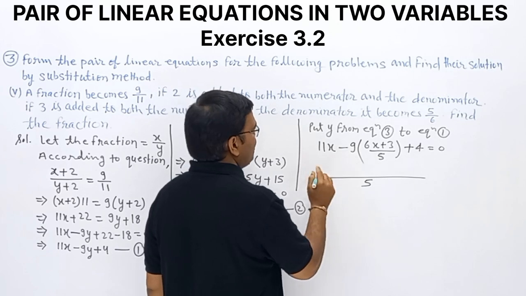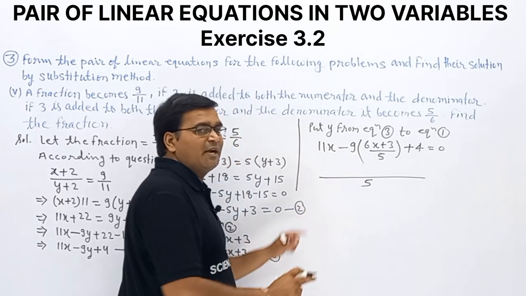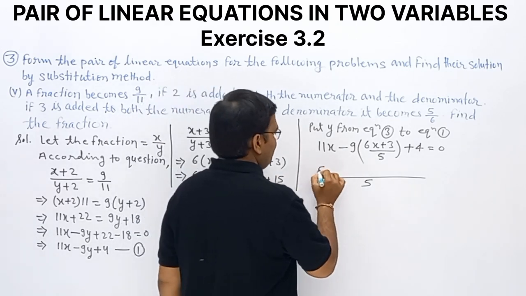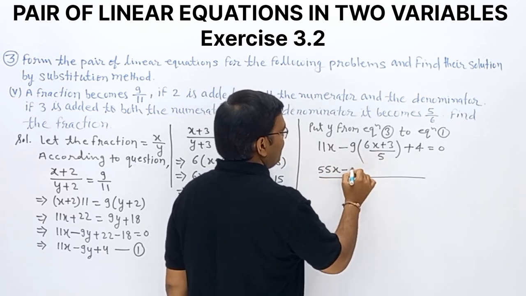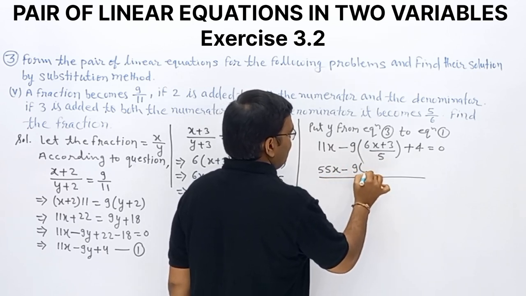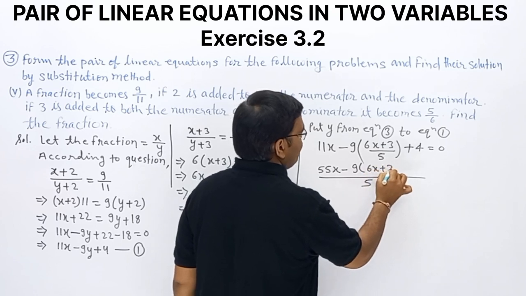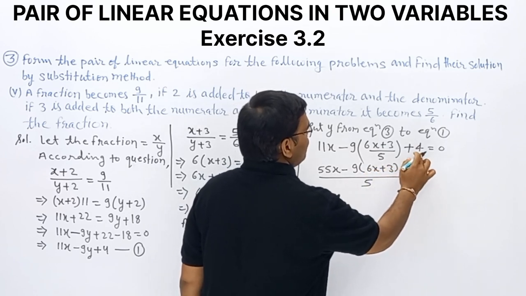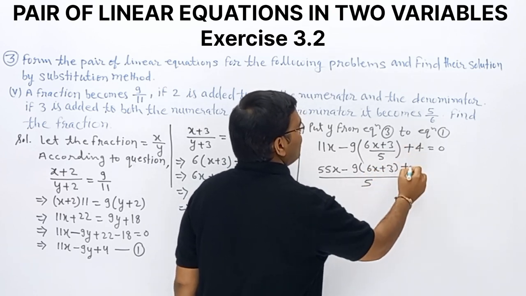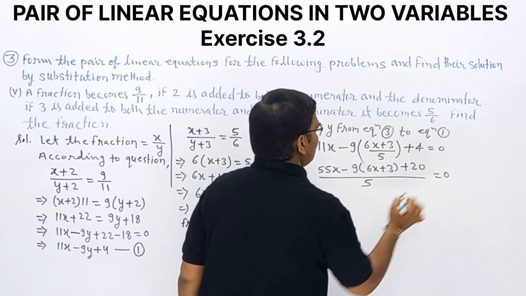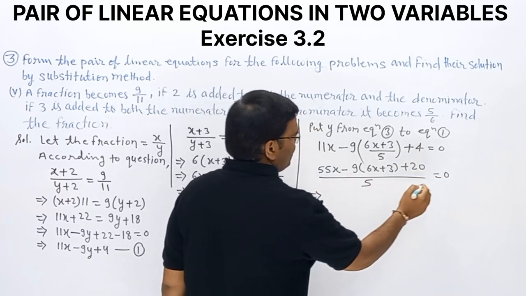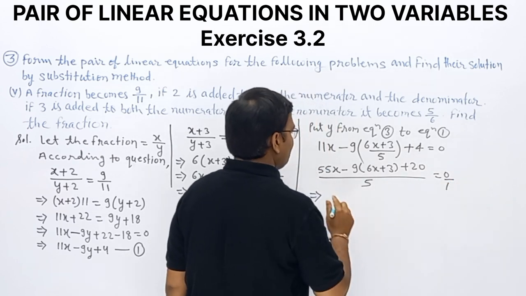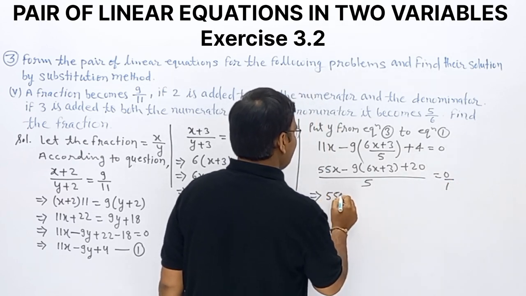How many times is it going? 5 times it is going, multiplied by the numerator. So this will be 55x minus, 1 time it is going, so 9 into (6x plus 3) will be as it is, plus 5 times it is going, 5 times 4 is 20, equal to 0. Now solve. Once we do the cross multiplication, its denominator part is 1. So what are we getting?